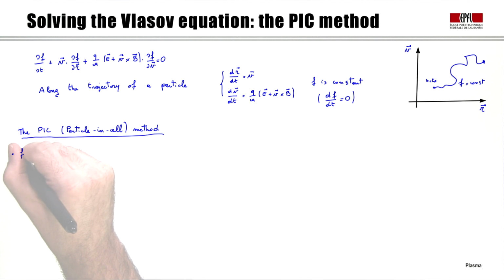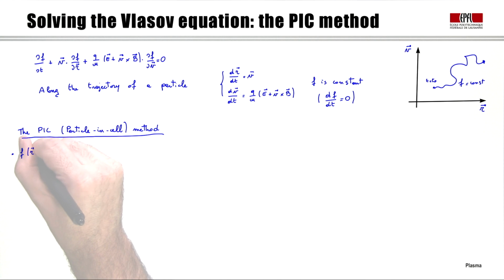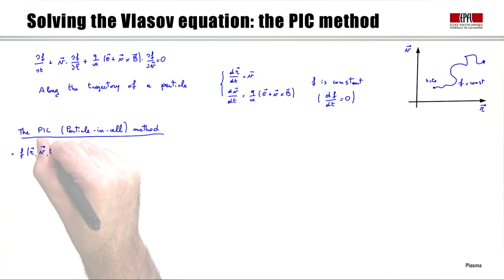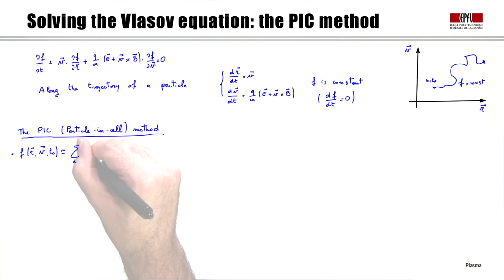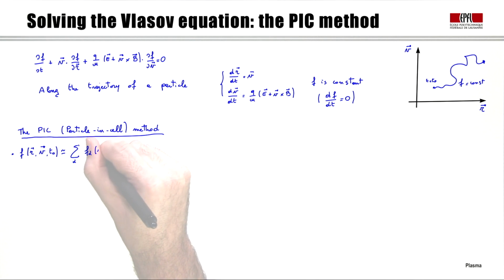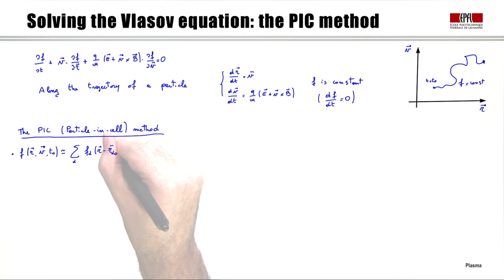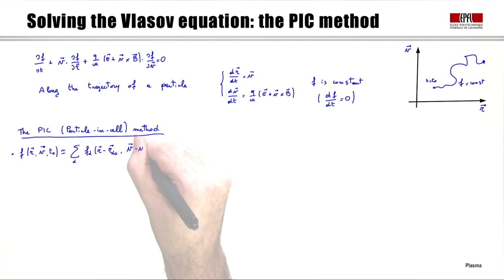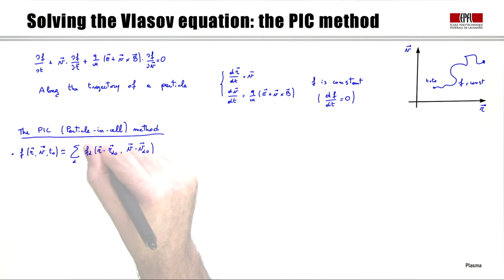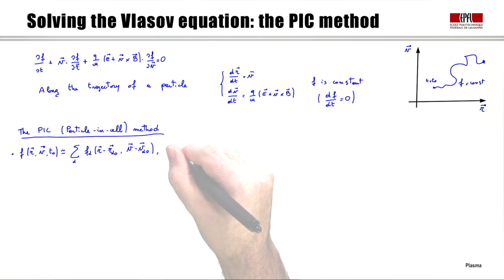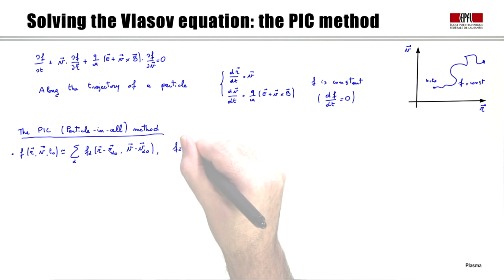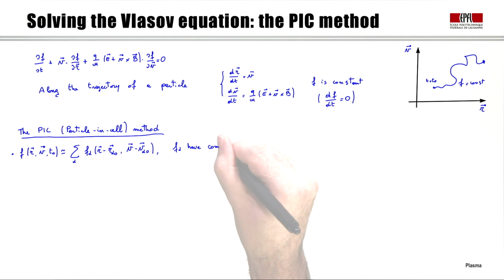The method is based on representing the distribution function at initial time t equal to t0 as the sum of a large number of functions that we will call f alpha, that depend on the spatial coordinate and the velocity coordinate, where these f alpha have the property of having compact support.